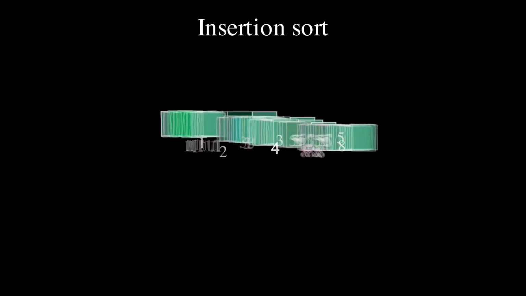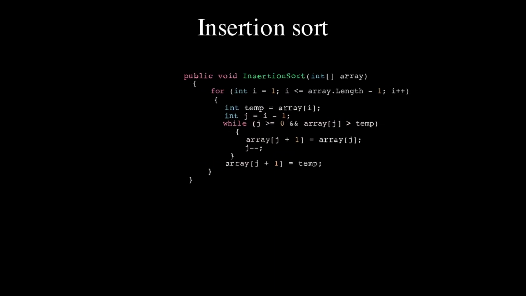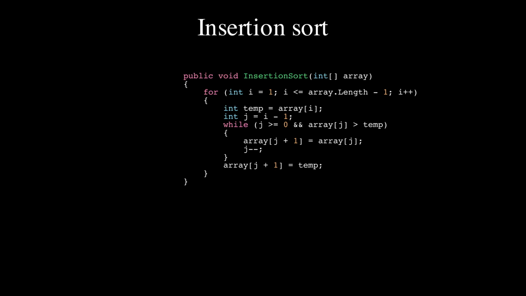Here is how to implement insertion sort in Python. The implementation in C# or Java is very similar. The time complexity of insertion sort is O(n²), where n is the size of the array.